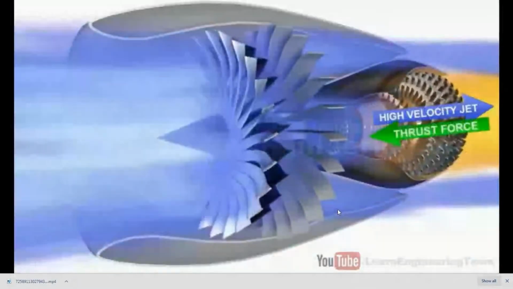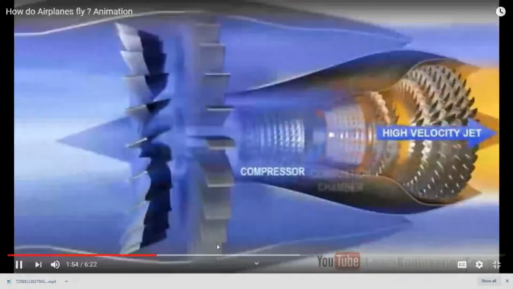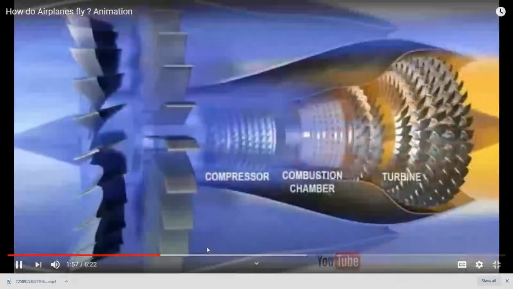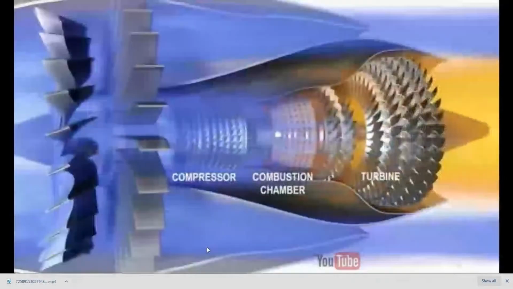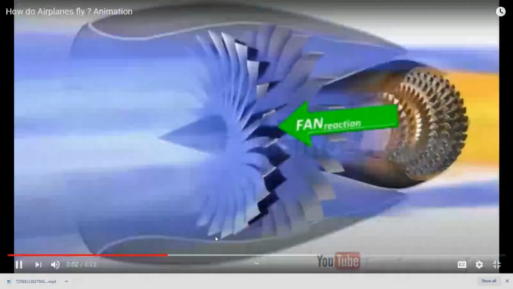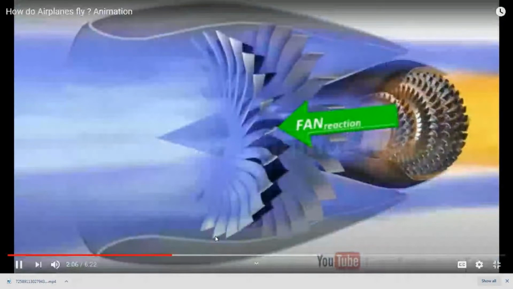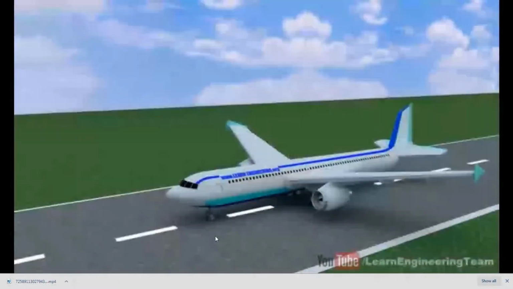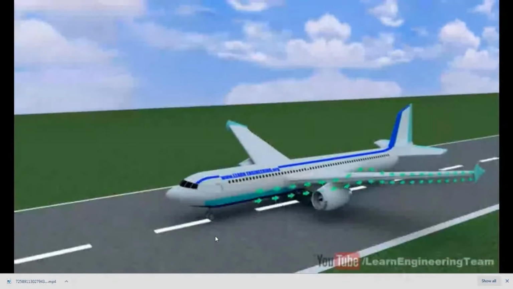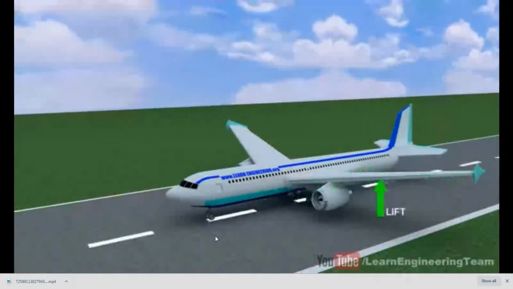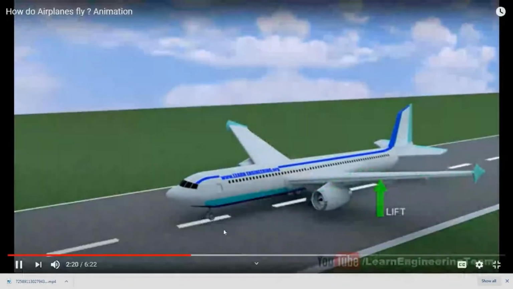To produce this high-velocity jet, the incoming air is passed through a compressor, combustion chamber, and turbine stages. The engine also derives the thrust force from the fan's reaction. Thus, the turbofan engines produce a great amount of thrust and make the airplane move forward. As discussed earlier, when the airplane moves forward, the relatively flowing air over the wing will produce a lift force on the wings. Just pause for a moment here and have a close look at the wing.